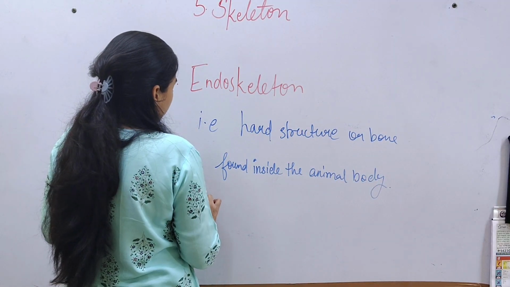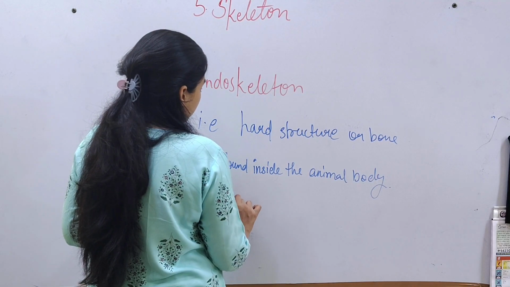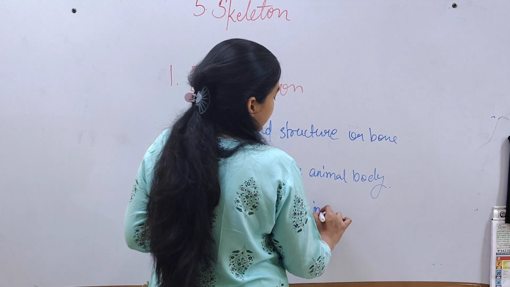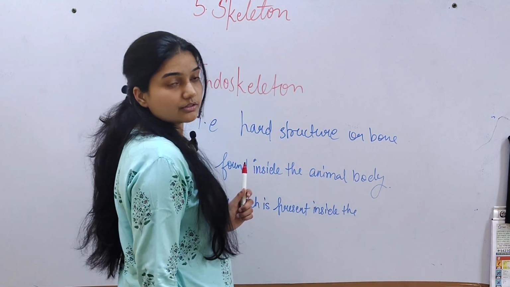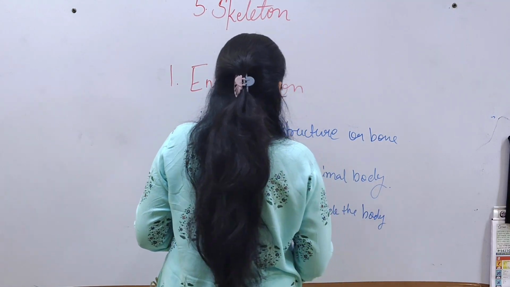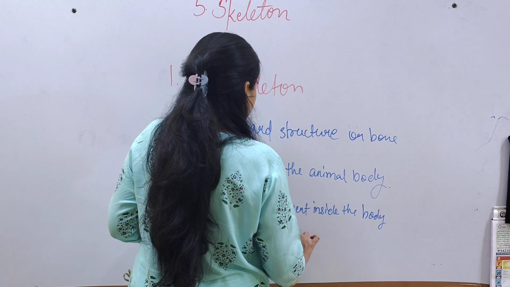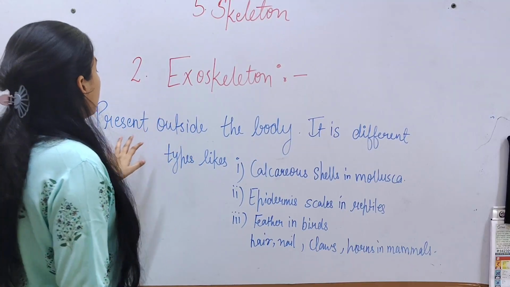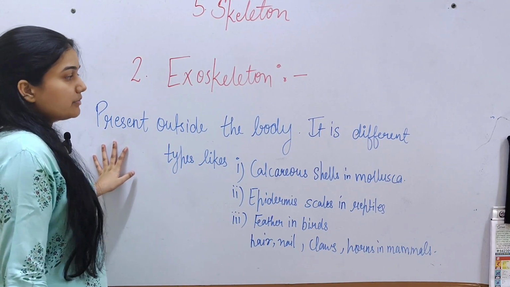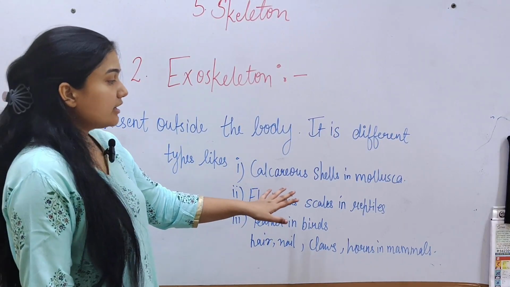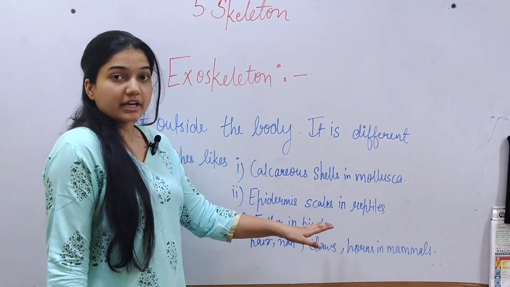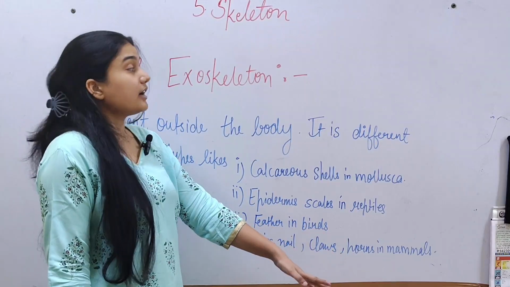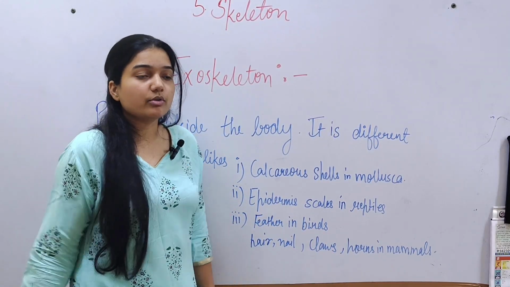Now I take the second, exoskeleton, which is present outside the body of the animal. Different types include calcareous shell in molluscs, epidermal scales in reptiles, feathers in birds, and hair, nails, claws, and horns in mammals, which come under the exoskeleton.